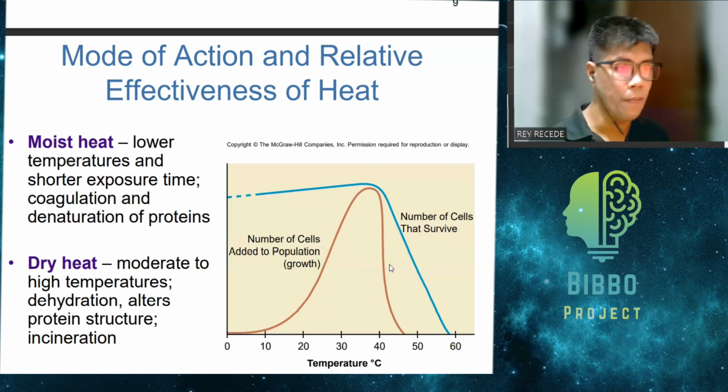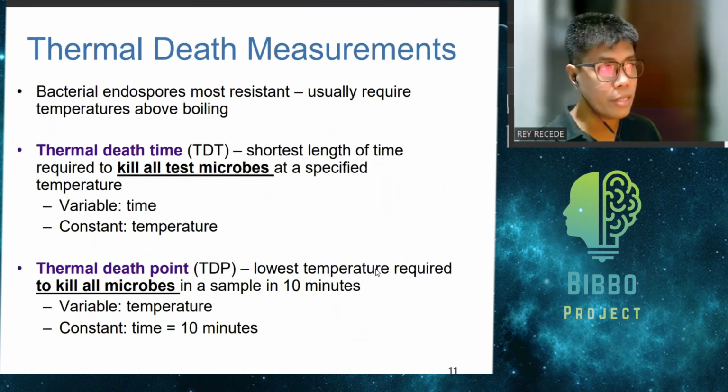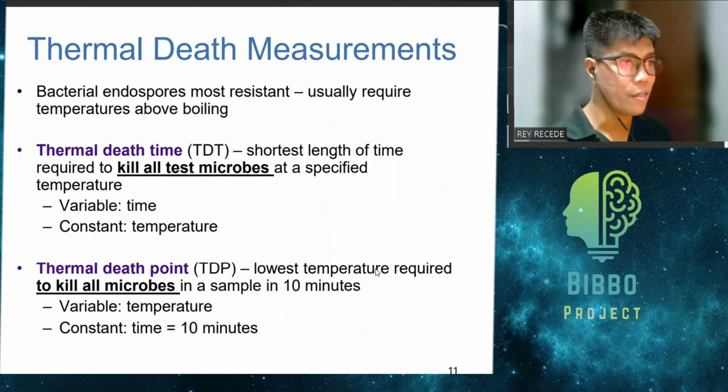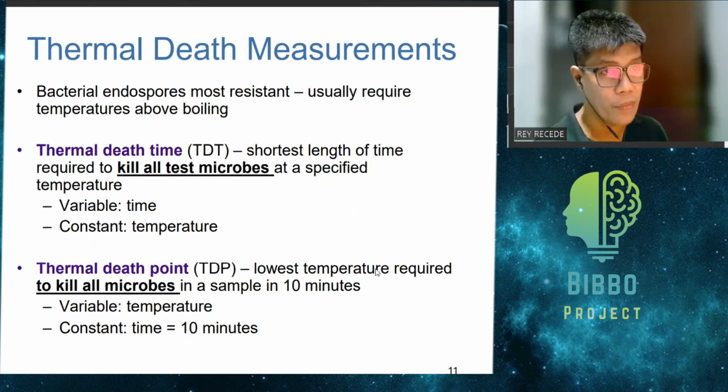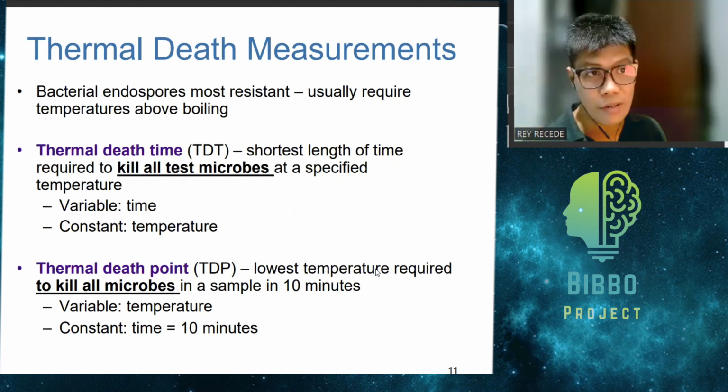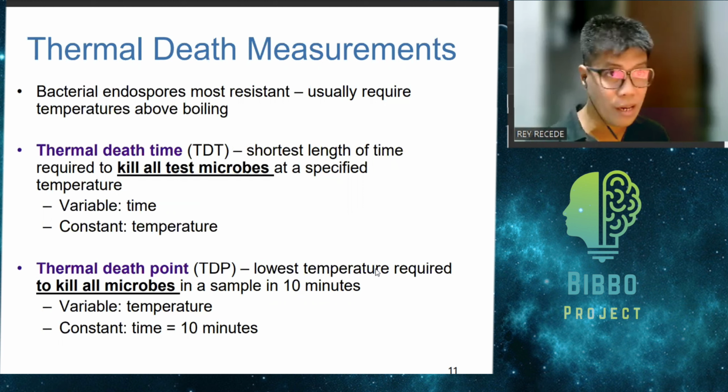incineration. Now, if you are going to observe the graph that you can see there on your screen, that shows the number of cells added to the population, which is for the growth, and then the number of the cells that survive. There's also the term called thermal depth measurements. Bacterial endospores, most resistant, usually require temperatures above boiling. In the past lectures, we discussed the term endospore. It's a protective covering provided to the bacteria, and it gives the bacteria enough resistance to any particular outside threat.